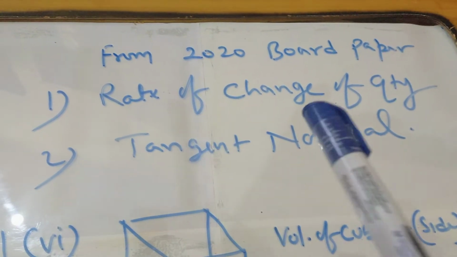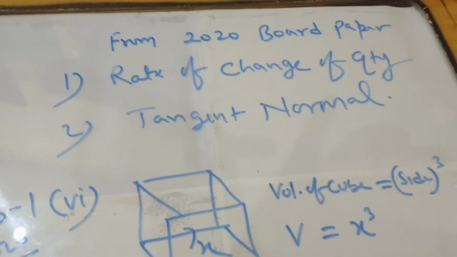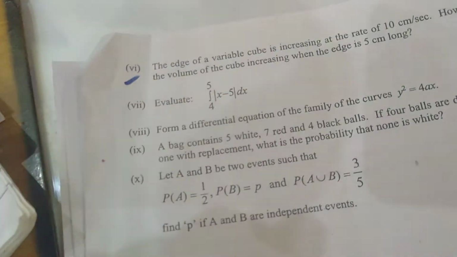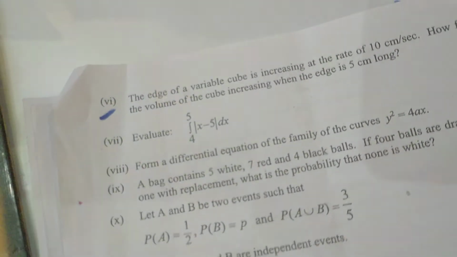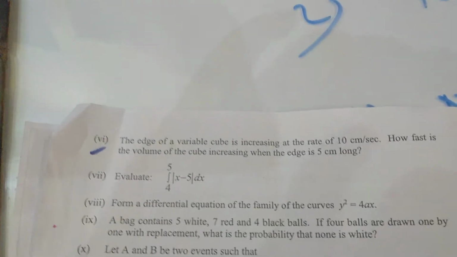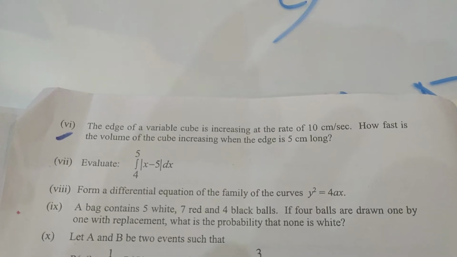So first of all, I want to show you from the board paper what the question was and where it was positioned. Now look at this question paper. The question paper is here. This is the sixth part. You know, your question number 1 comprises a total of 10 parts. The sixth part of your question paper, it is the 2020 question paper.